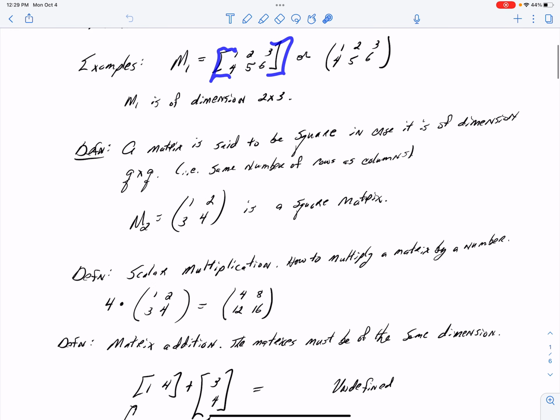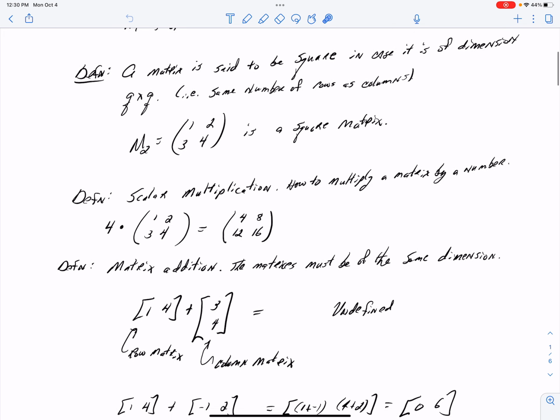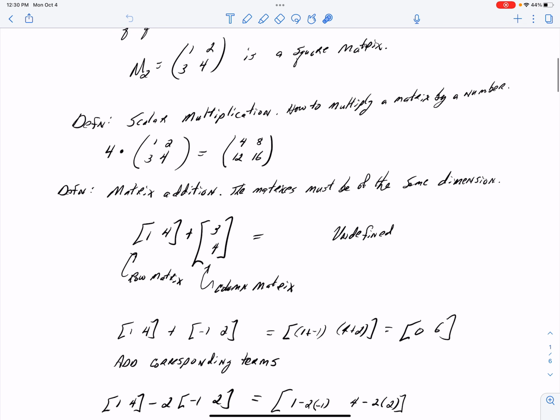Okay, a matrix is said to be square in case it has the same number of rows as columns. So the matrix 1, 2, 3, 4 is a square matrix, 2 rows and 2 columns. Get it? A square matrix is a matrix that looks like a square. All right, what can we do with matrices?